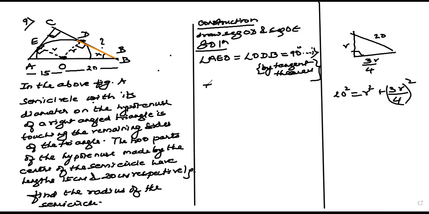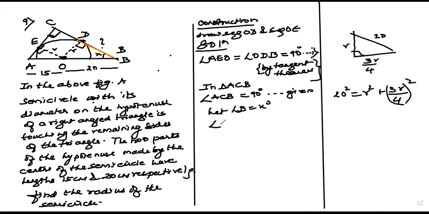Now look at the big triangle, children. See how I go about. In triangle ACB, can you see the big triangle? Angle ACB equal 90 degrees is given to us. But in what way is it going to help me? Let angle B be equal to x degrees. So when two angles of a triangle are known, the third angle can be found by using the angle sum property of a triangle. The third angle of this big triangle is angle A. I'm so sorry, children.